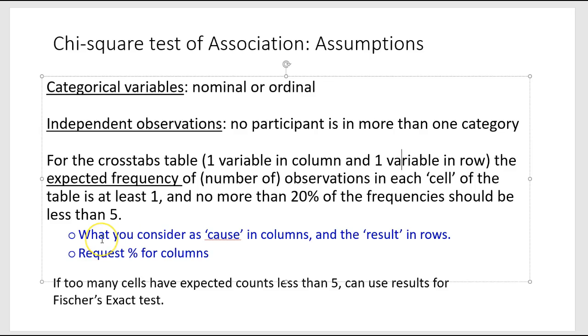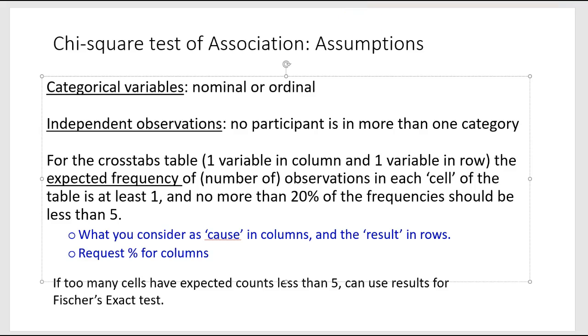And then I think it is helpful, and this is just my opinion, this is not something I've read in textbooks, that if you consider what you might consider as a causal variable, even though Chi-Square isn't assessing cause and effect, what you consider might be the cause of something is in the column, and what you might think of as the result is in the row. And then you request percentages for columns. Okay, and then this is what you do if you don't meet this assumption. You use a Fisher exact test, and that'll be clear when we do our analysis.